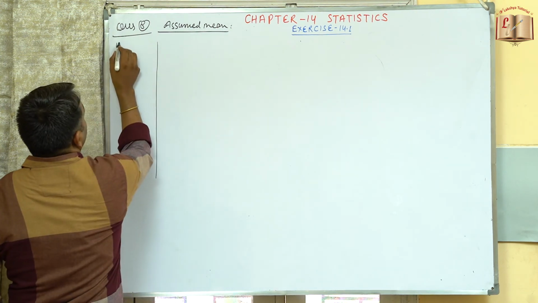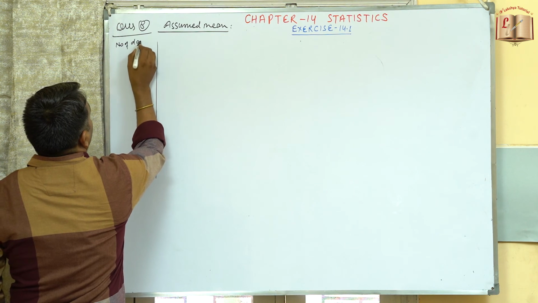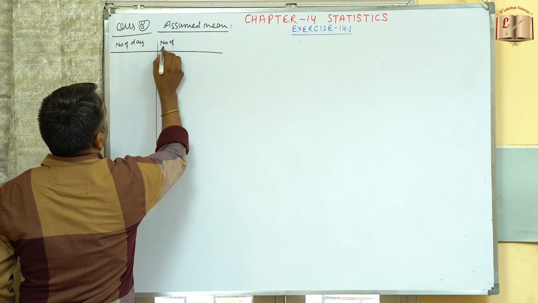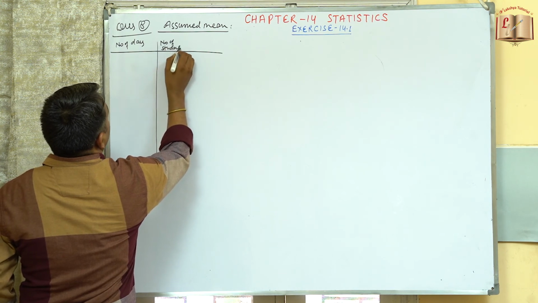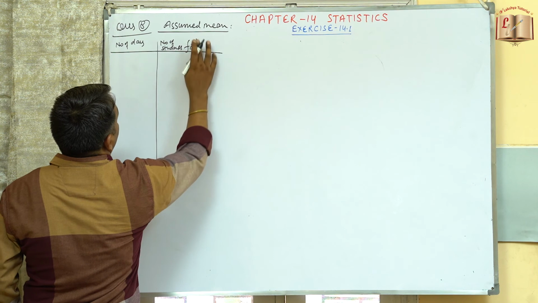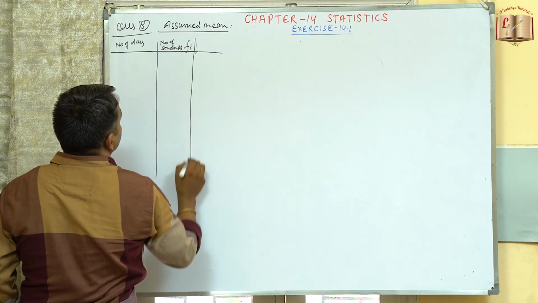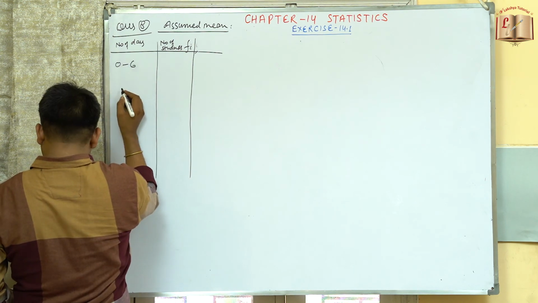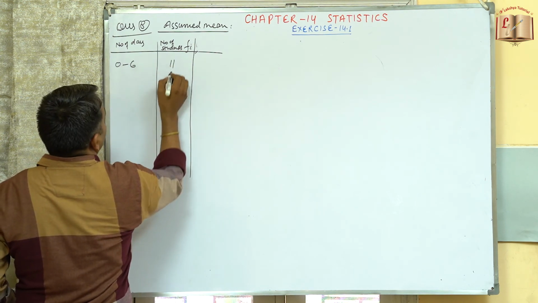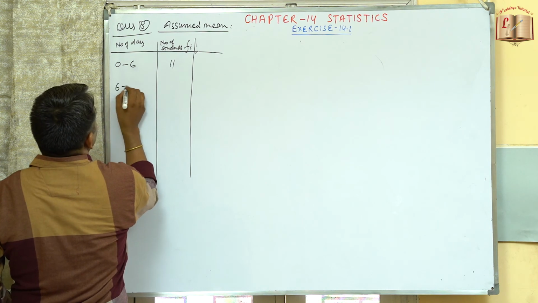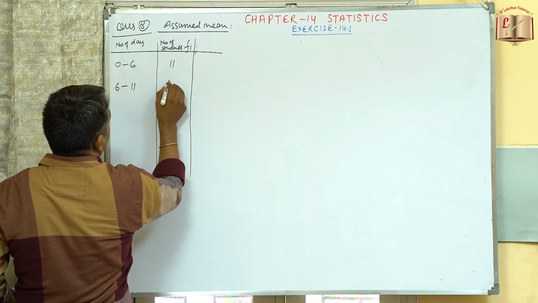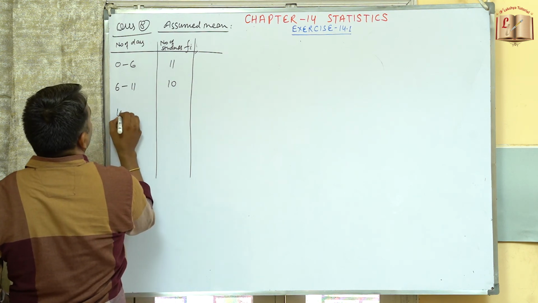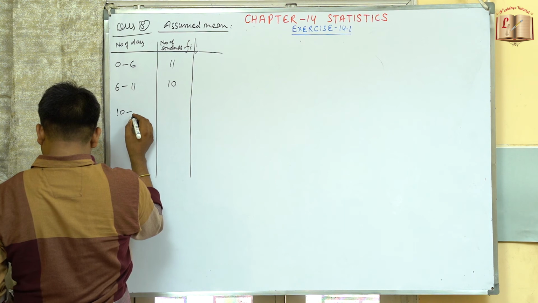So the number of days is given to us, and the number of students is given. The number of students is fi, given to us. The number of days is 0 to 6, for 11 students. Then 6 to 10 for 10 students. Then next is 10 to 14.